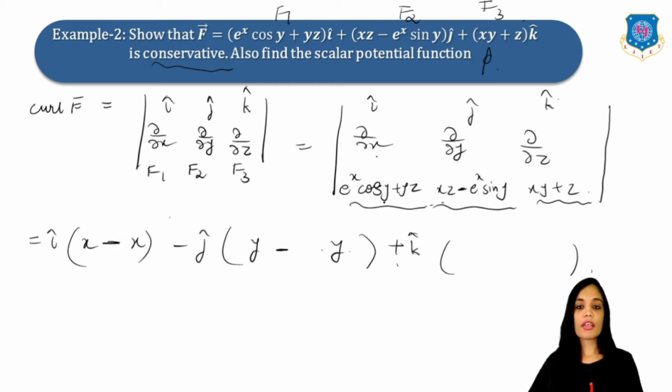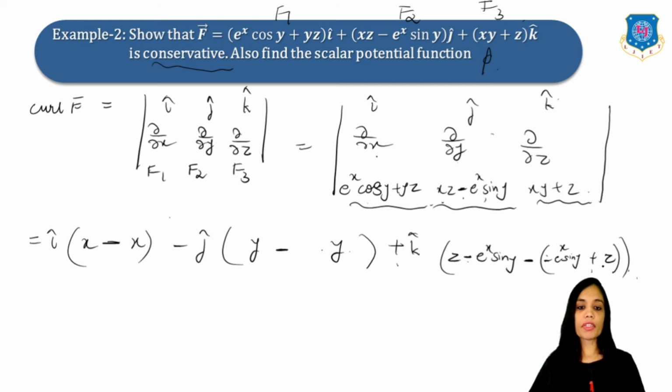Now plus k. We find the derivative of this function with respect to x, so we will have z minus e raised to x sin y, minus the derivative of this function with respect to y. So minus e raised to x; the derivative of cos y will be minus sin y, so here sin y will come, because we have already put minus. Now from here, if I solve with respect to y, we will have plus z.